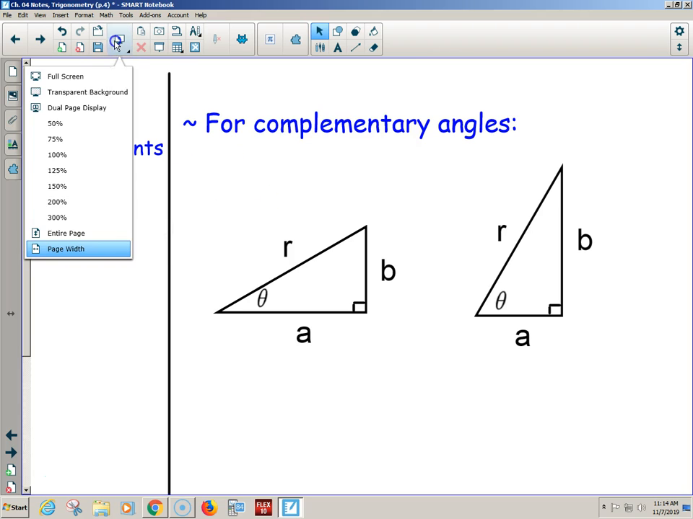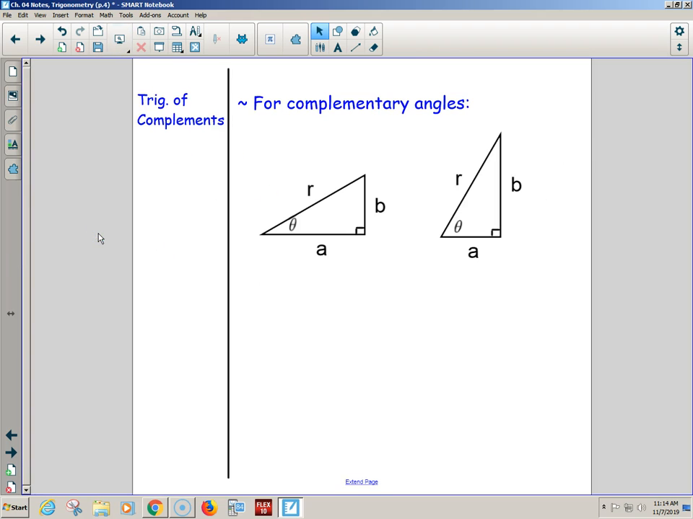Here's a special relationship for you guys to keep in mind. We talked about complementary angles. Alec was talking about what HPrecalc is today because they just did complementary versus supplementary. We talked about complementary angles in 4.1. Complementary angles add up to be 90.